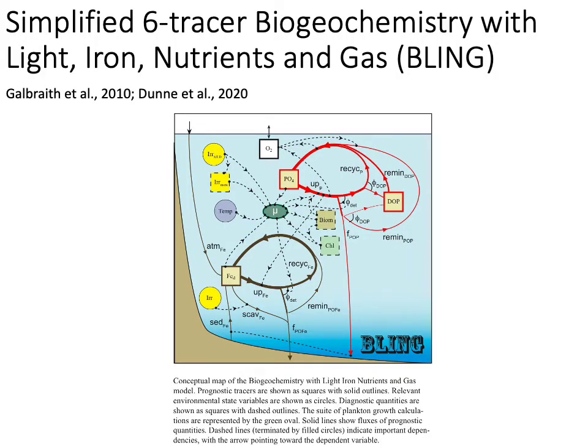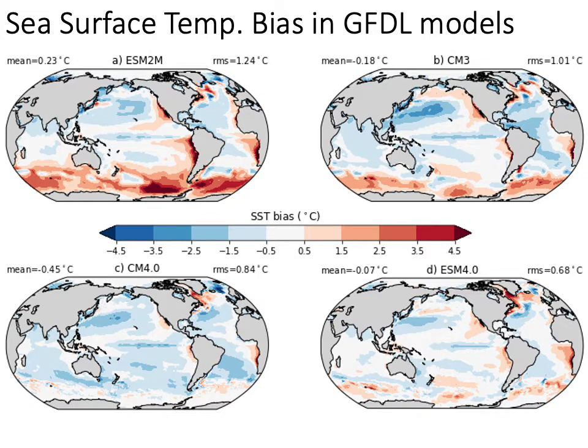In the case of the simplified BLING, biogeochemistry with light, iron, nutrients, and gas, what we do is we set the phytoplankton and zooplankton communities to steady state and solve the equations for productivity as a function of light and nutrient limitation. And with these models, we will find the biogeochemistry representation is largely limited by our ability to represent the physical climate.